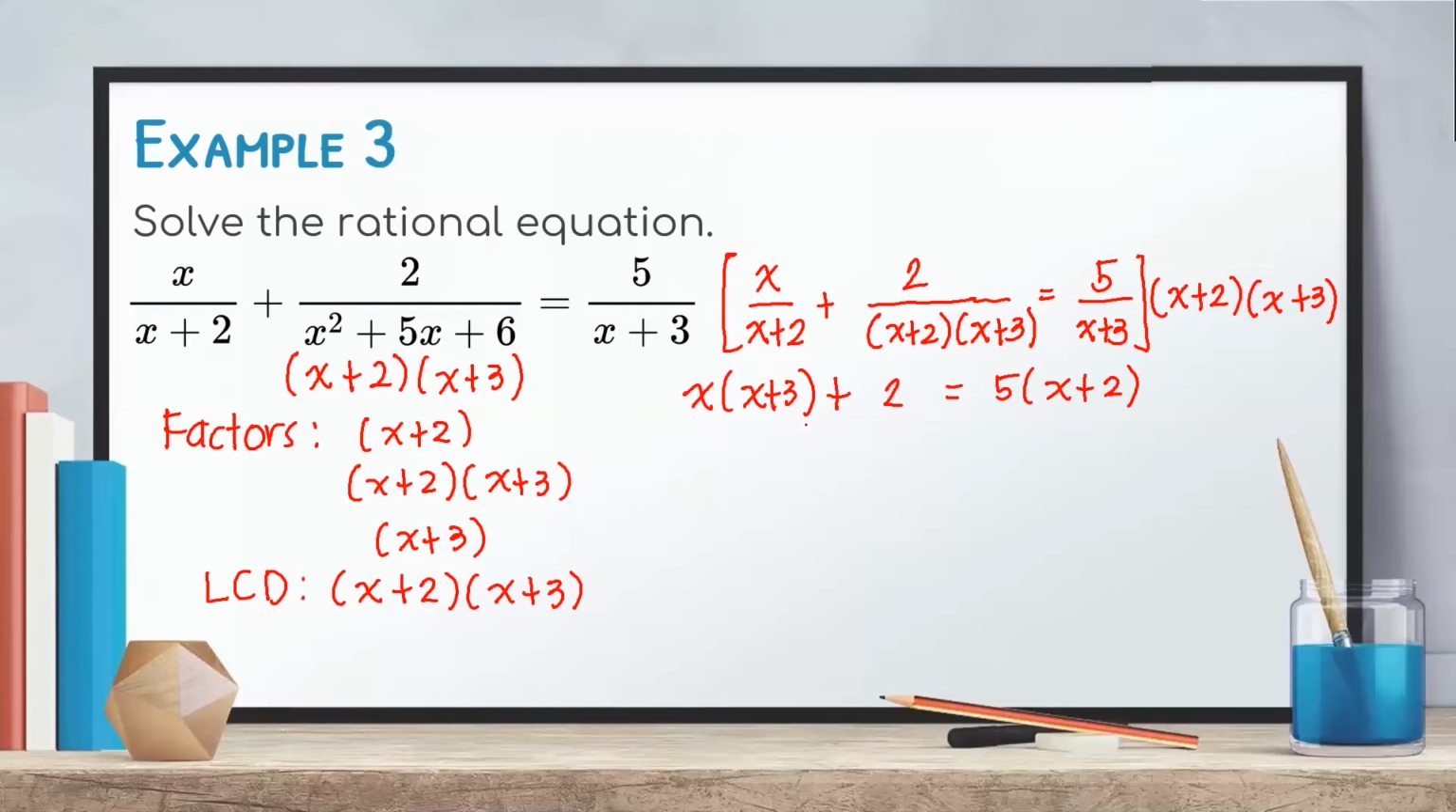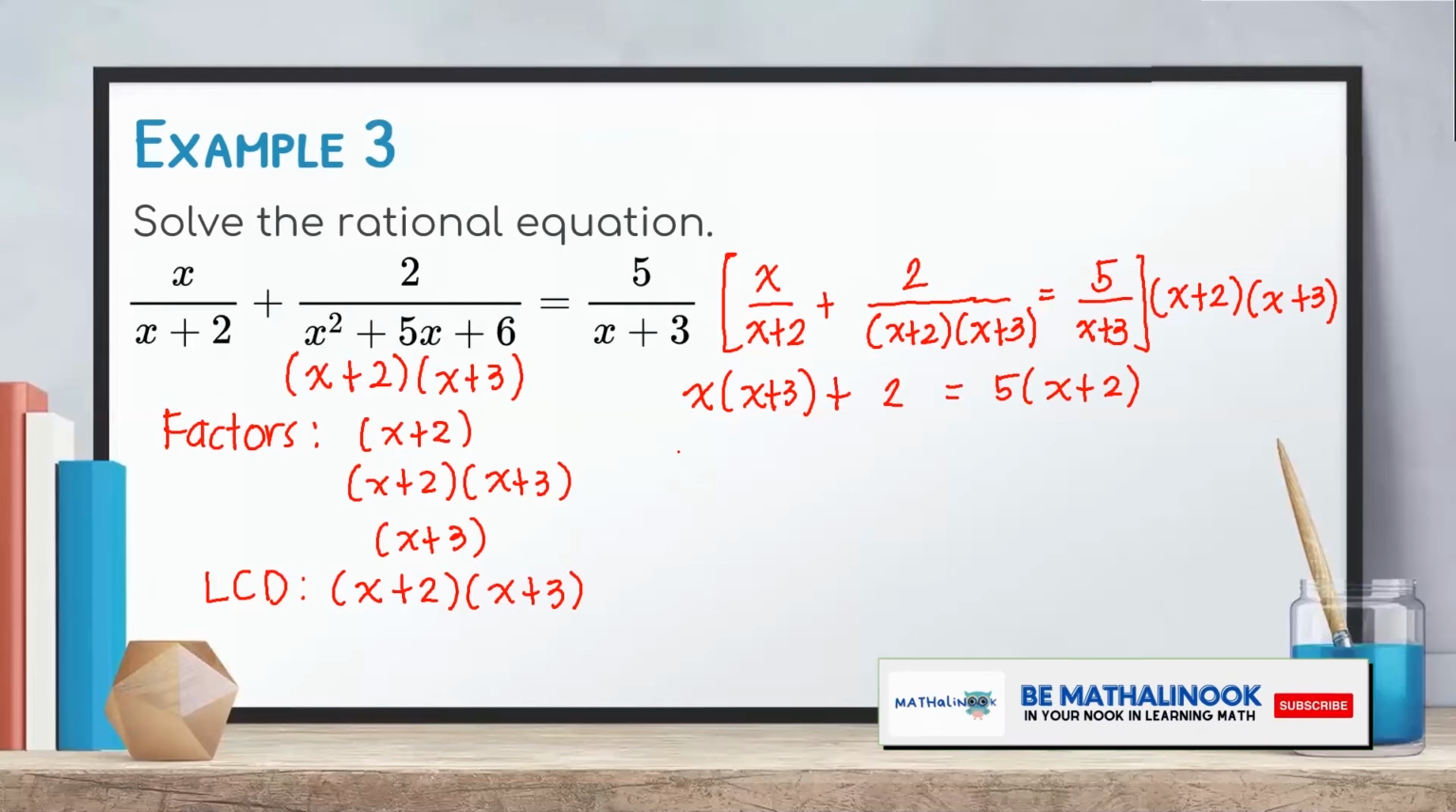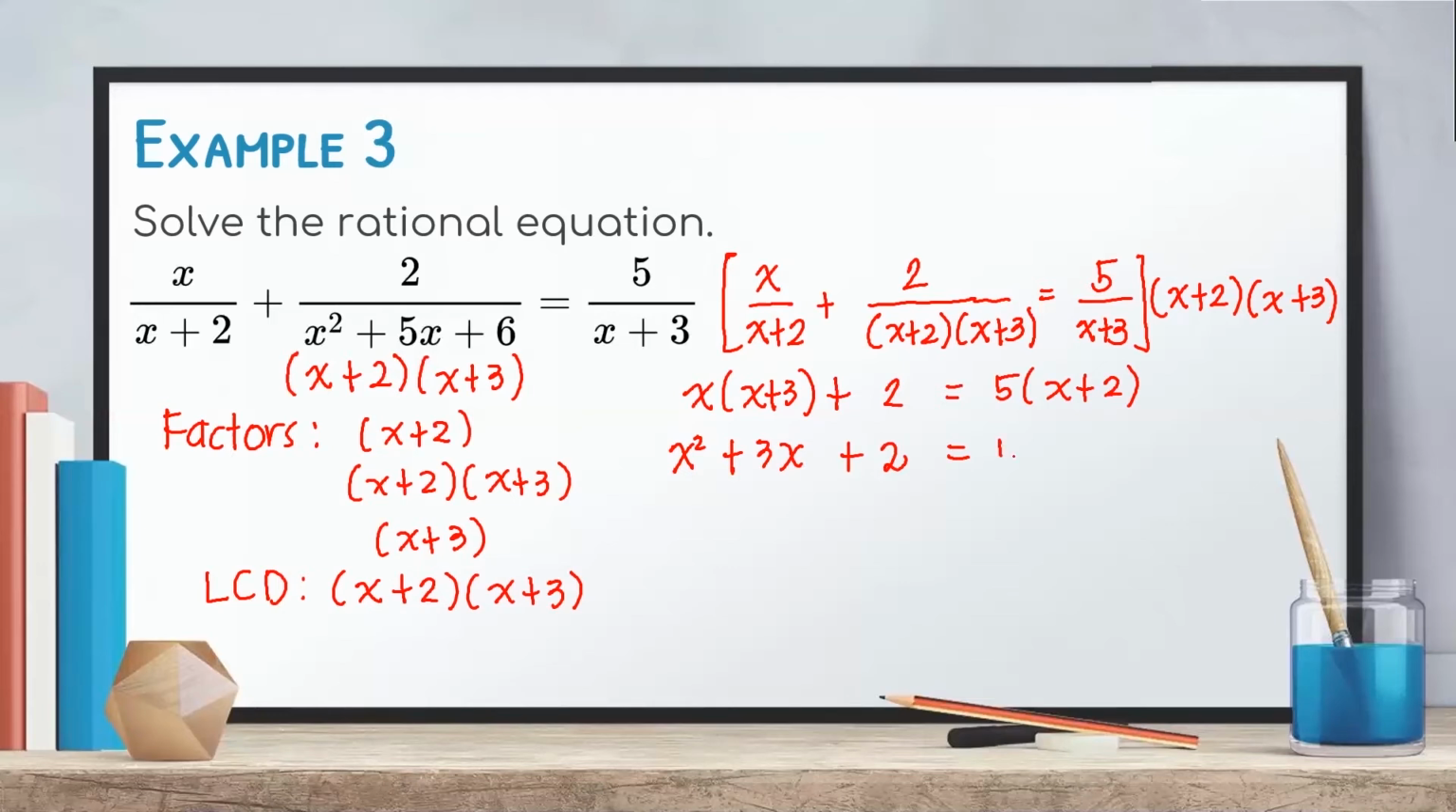Next, let us simplify this by multiplying x to the binomial. So we will have x squared plus 3x, then copy plus 2, equals, do the same thing for 5. So you will have 5x plus 10. Next step, isolate all the terms to the left side of the equation, giving us x squared plus 3x plus 2 minus 5x minus 10 equals 0.